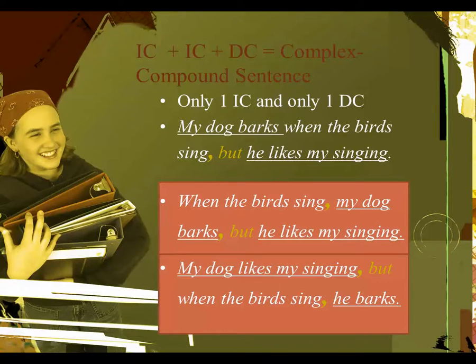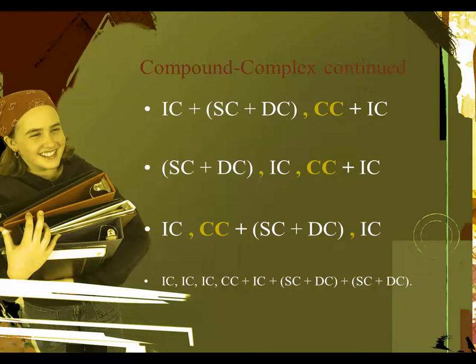I can change the order of the clauses without changing the meaning of the sentence. But when the dependent clause comes first, I need to put a comma after it. Notice that in the last sentence, "my dog likes my singing, but when the birds sing, he barks," the dependent clause comes before the related independent clause. So it needs a comma, even though it's not the first clause in the sentence.